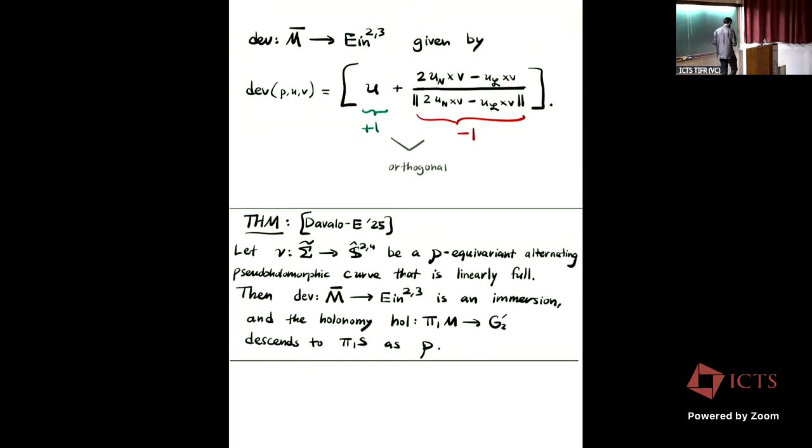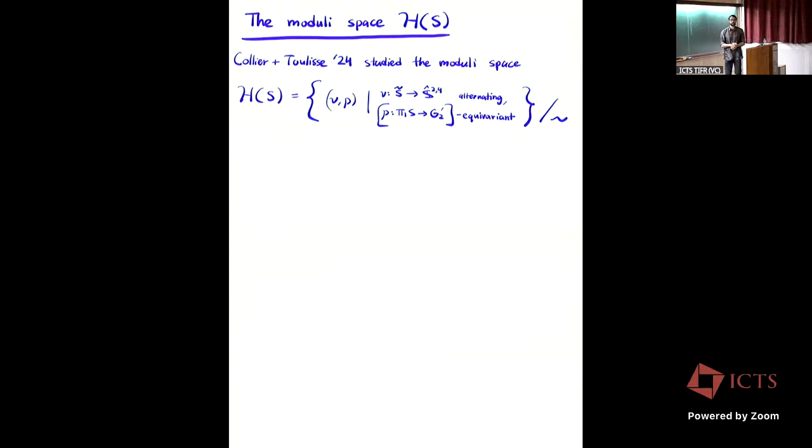All right, so what does the theorem say? It says, for every one of these, you get one of those. For every curve, you get a geometric structure. So the next question you should be asking me is, well, how many of those curves are there? That leads us to study this moduli space. You just consider all of the curves. And this was studied in a really beautiful paper by Collier and Tholozan.